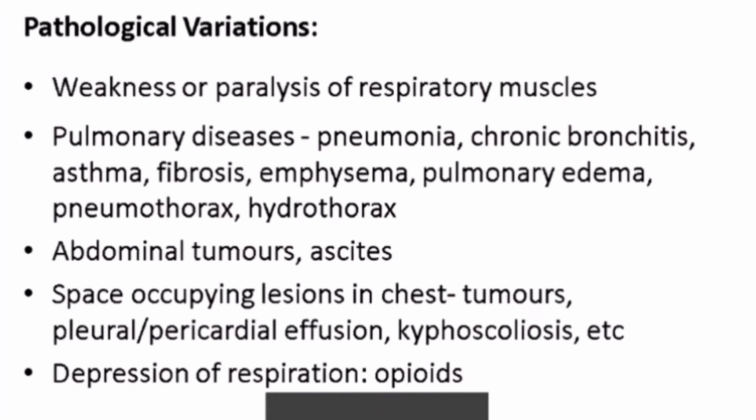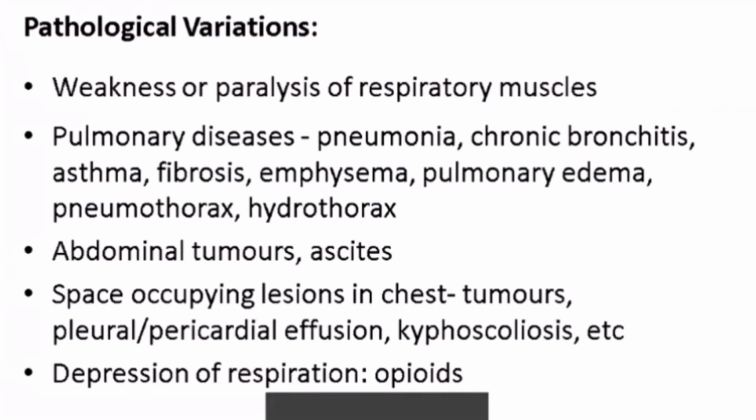That's also a variation. Pathological variation: anything that affects the lungs, any diseases, or ascites, abdominal tumors, pericardial effusion, spinal abnormalities like kyphoscoliosis, kyphosis, etc. Anything related to drugs, such as depression of respiration due to intake of opioids, or any weakness of the respiratory muscles, can contribute to the pathological variation of vital capacity. So that's about vital capacity.